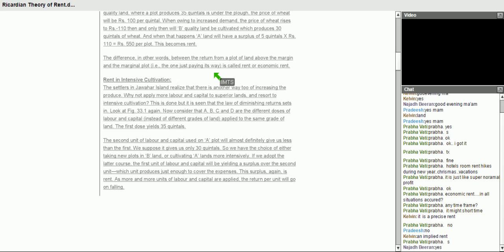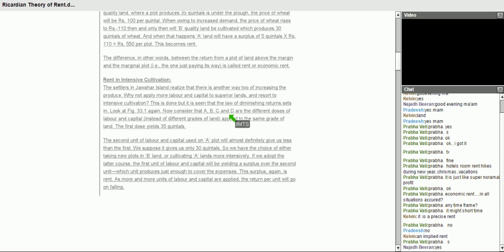Now this was about the extensive condition. Extensive means when a lot of cultivation was done. Now intensive cultivation. Now the settlers in the Jawahar Island realized that there is another way too of increasing the produce. Why not apply more labor and capital to superior lands and resort to intensive cultivation? This is done, but it is seen that the law of diminishing returns sets in.